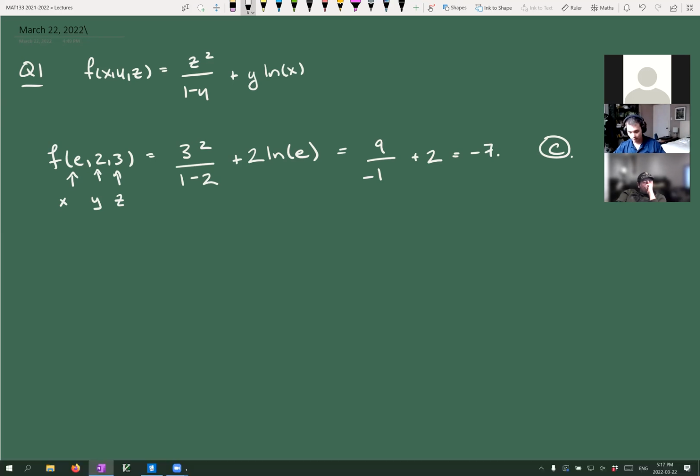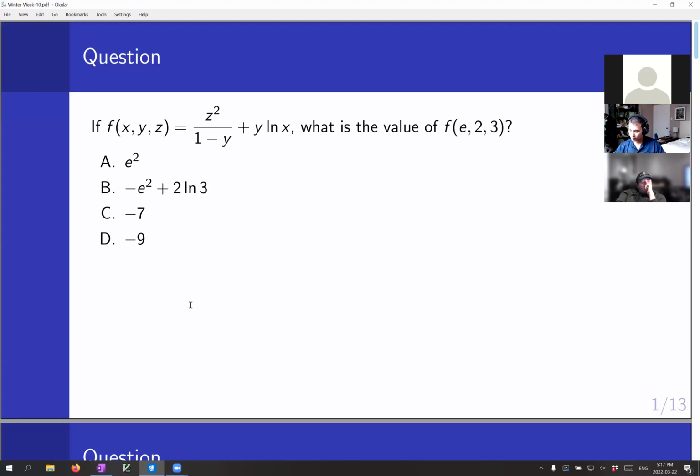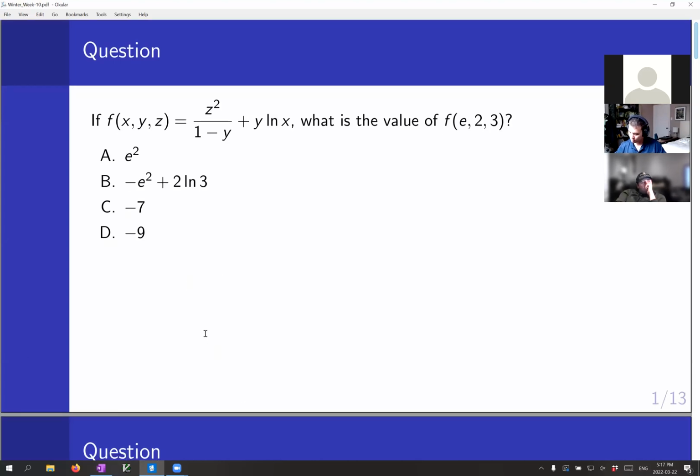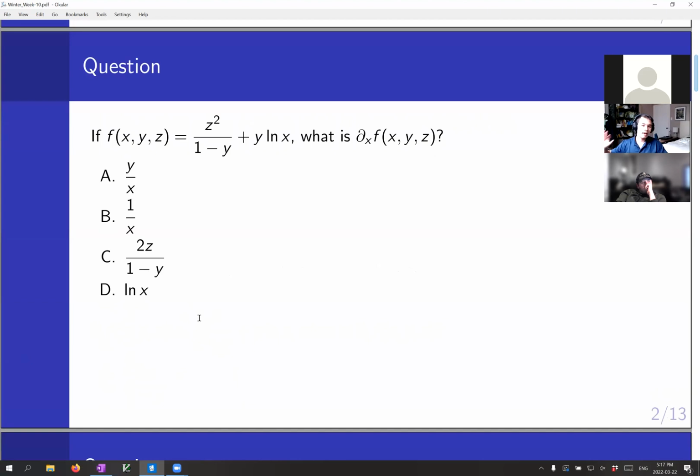Okay, I'm going to assume yes. All right, now same function. Why can't I scroll? Same function. Now I want you to find the x partial derivative. Let me restart the polls here. So I want you to differentiate this with respect to x. Remember, when you do this, you're treating y and z as constants, right?